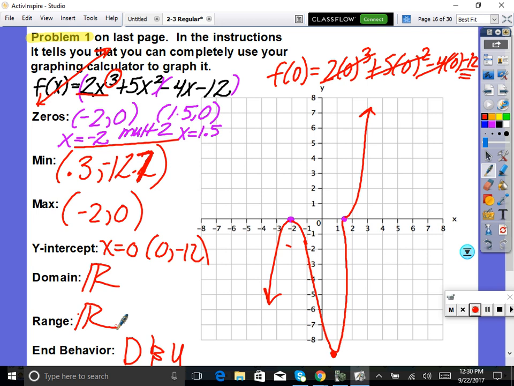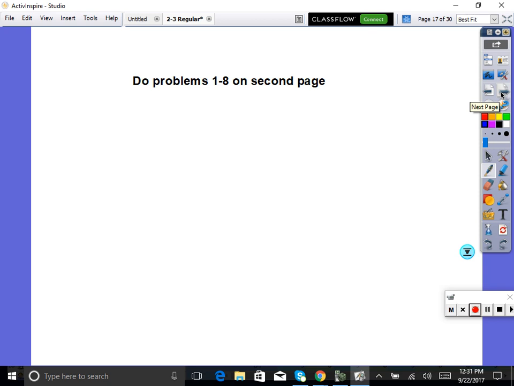Okay. What if I had degree 4 that looked like this? Because I had students last hour getting the range wrong. What if it looked like this? Wouldn't my range be, my domain would be negative infinity to positive infinity, but wouldn't my range be negative infinity up to 6? Yeah. Okay, cool. Just making sure. Okay, do 1 through 8 on the second page.